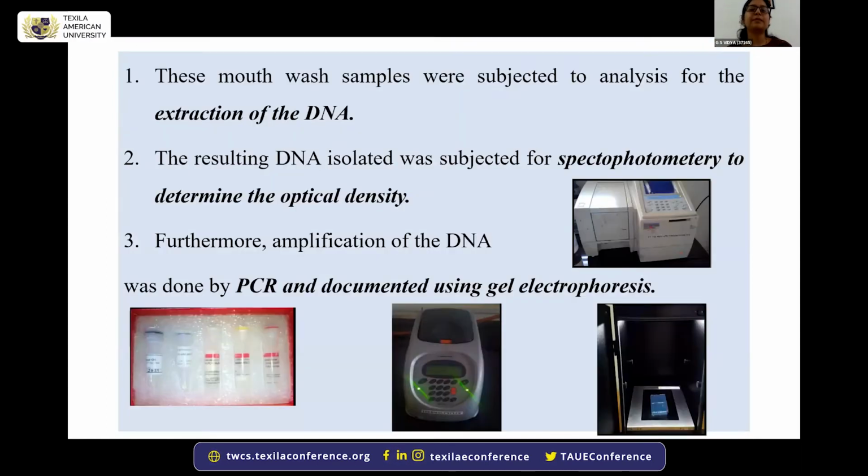All the samples were subjected to extraction of DNA. The resulting DNA isolate was subjected to spectrophotometry to determine the optical density. Furthermore, amplification of DNA was done by PCR and documented using gel electrophoresis. Here the PAX9 gene was used, which is a low molecular weight gene.